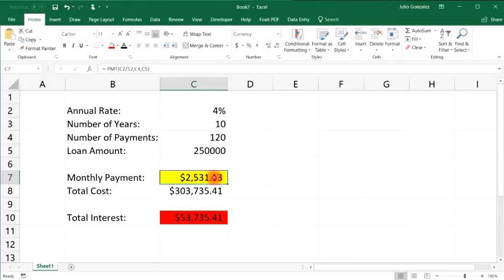So hopefully this video not only showed you how to calculate loan payments with Excel, but perhaps it also gave you more insight into applying for loans and how you can save money if you're going to take that route in the long run. So thanks for watching.